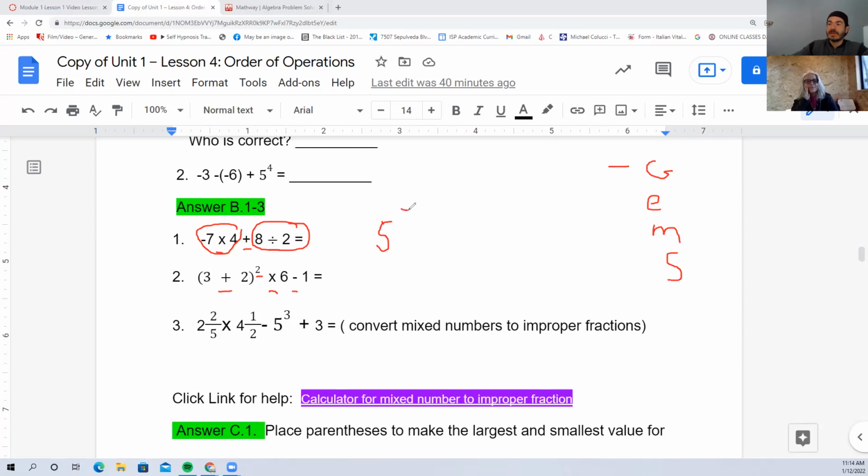I still have my exponents there. Times 6 minus 1. I have 3 operators here: an exponent, a multiplication sign, and a subtraction sign. What comes first? The exponent does. 5 to the second power is 25 times 6 minus 1. I have multiplication, I have subtraction. 25 times 6 is 150.